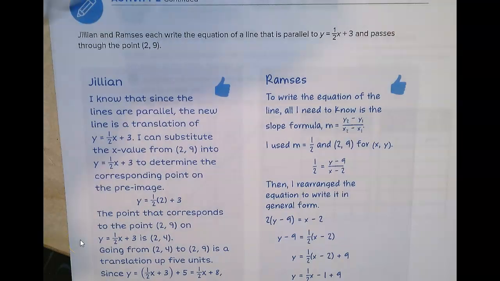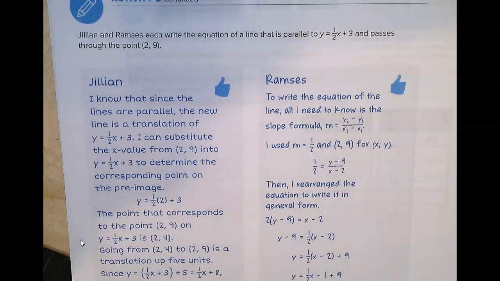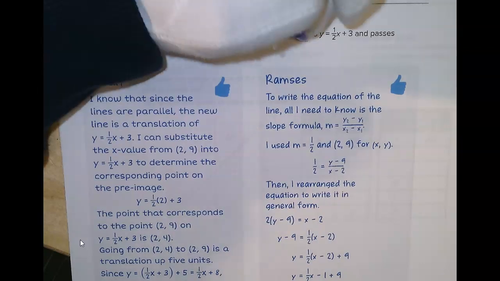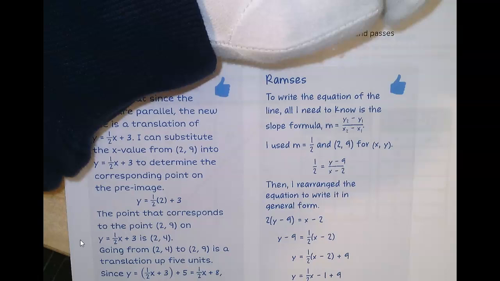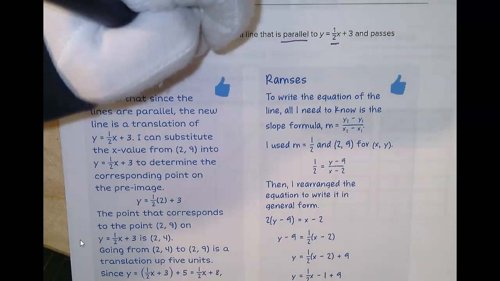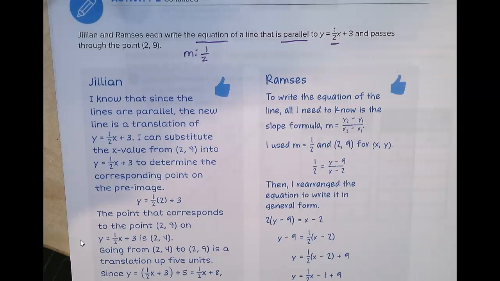You're given the challenge to write an equation of a line that's parallel to y equals 1/2 x plus 3 and goes through this point. So you're being asked to write an equation for a line that is parallel. That means it has this slope. So you're being asked to write the equation of a line that has a slope of 1/2 and goes through this point, 2, 9.